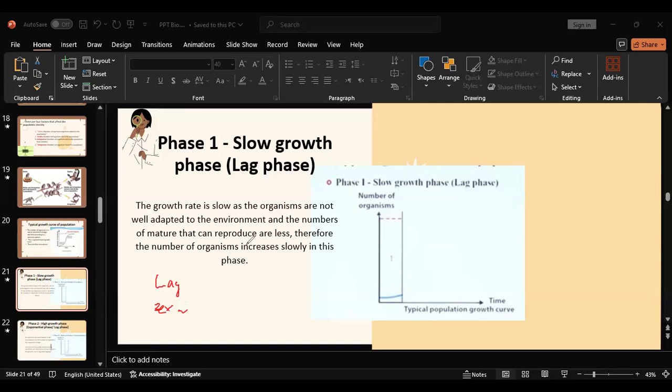So let's move to the first phase, that is the slow growth phase. Another name, you know, is the lag phase. So you should know both words. Sometimes in the question they may ask as the lag phase, so you should know it is phase number 1. Or sometimes they will ask in the words slow growth phase. So you have to know the phase names. Again I am telling you: slow growth phase, lag phase.